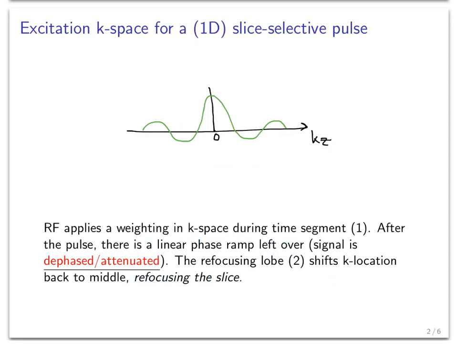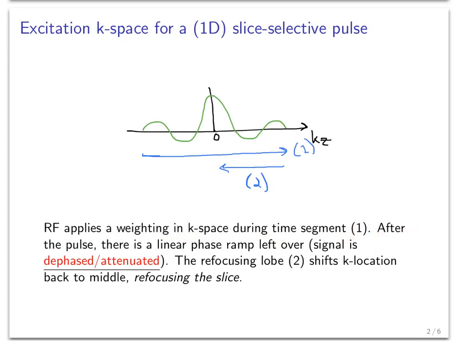So what is happening here is that as we're marching along in kz, the RF pulse is applying a weighting along k-space, right? So we started out negative in k-space, then we moved positive, right, during time segment 1, and then at the end of the pulse, due to the refocusing lobe, we moved back to 0, right? So that was part 2 of the pulse, the refocusing gradient lobe.